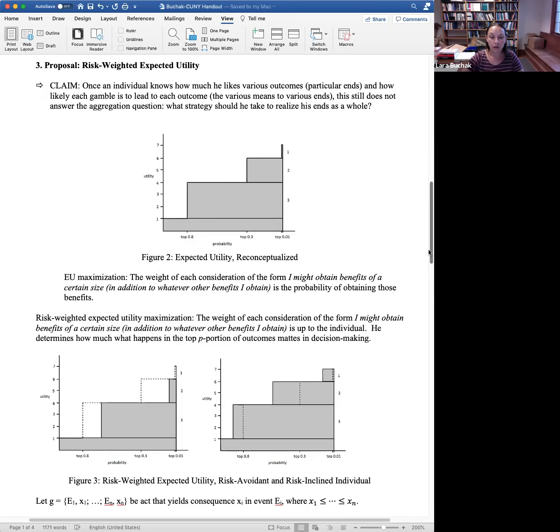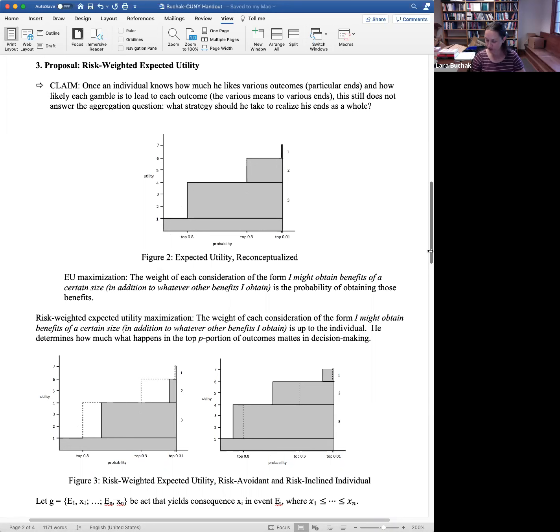Okay, so here's my proposal. And to understand this proposal, let's just think for a second about what question decision theory is supposed to answer. So decision theory is a theory of means-ends rationality. It's a theory that is supposed to tell you, if I want some stuff, and I want to know how to get it, what should I do?